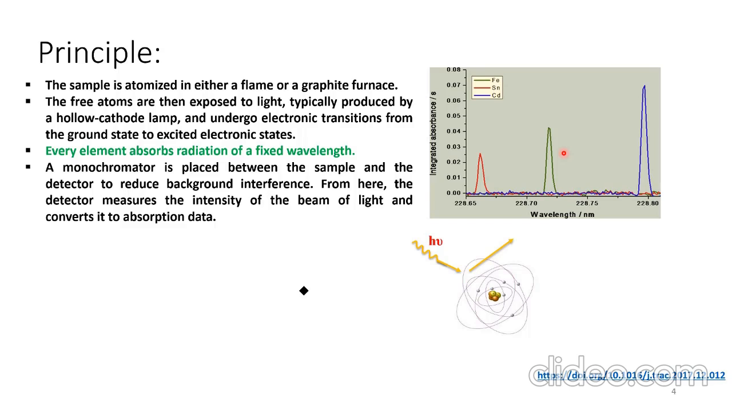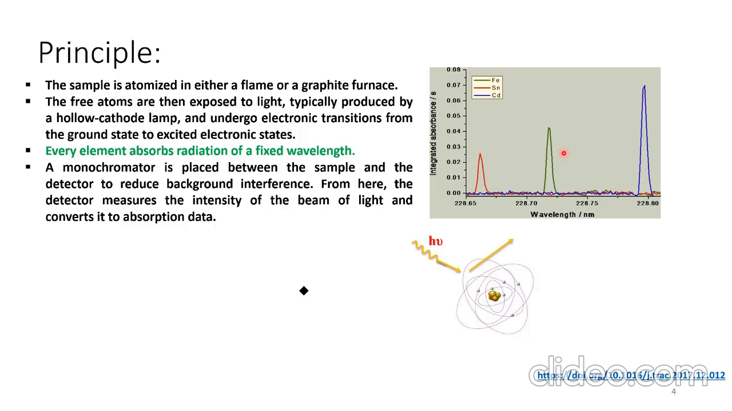And the sample is atomized. Basically we want to free the element from the other bonds. So we try to atomize it. It can be done either with a flame or with a graphite furnace.